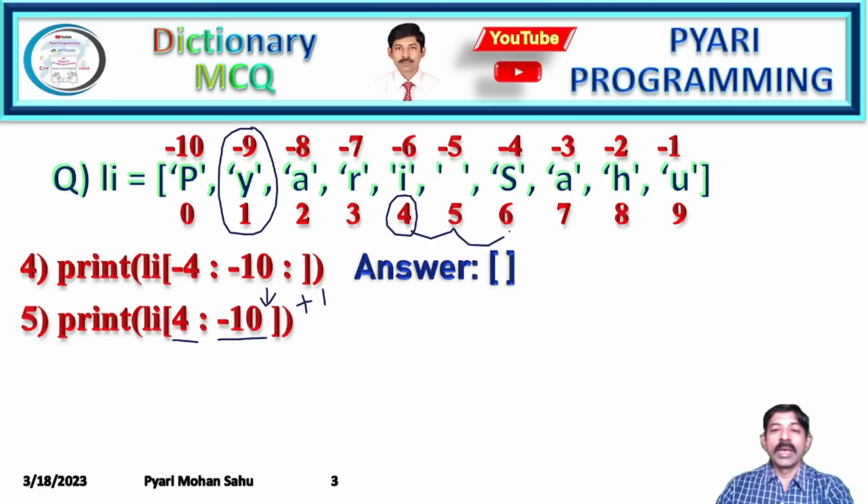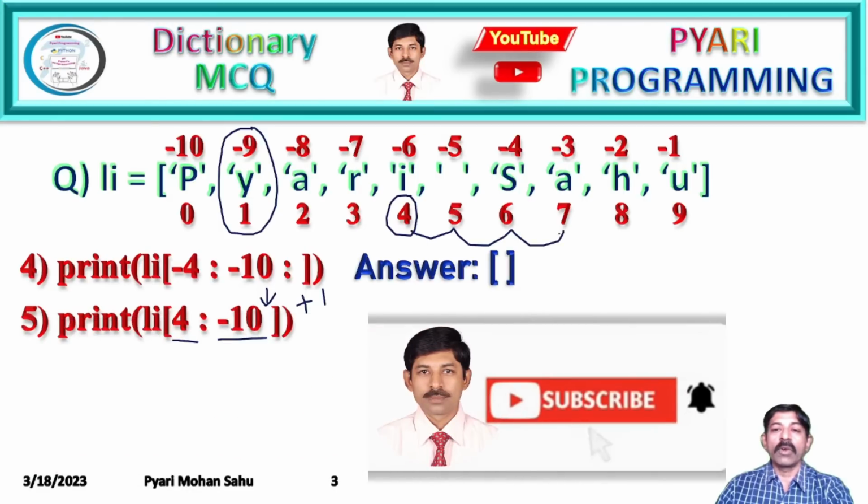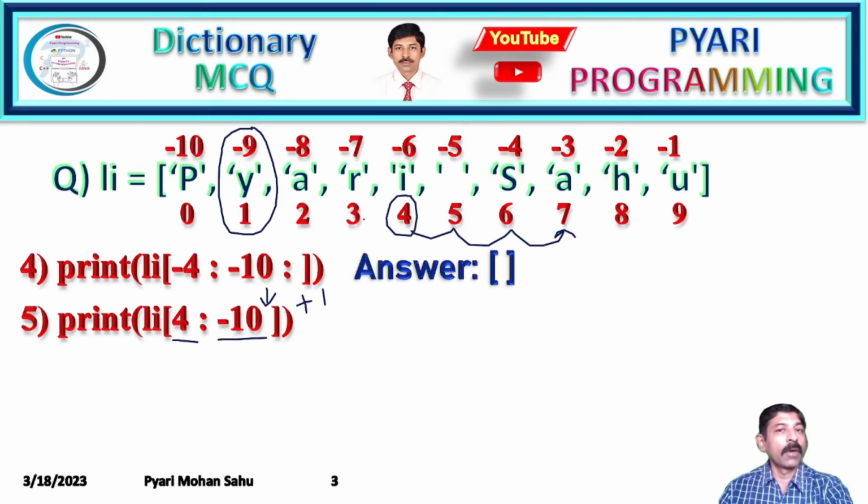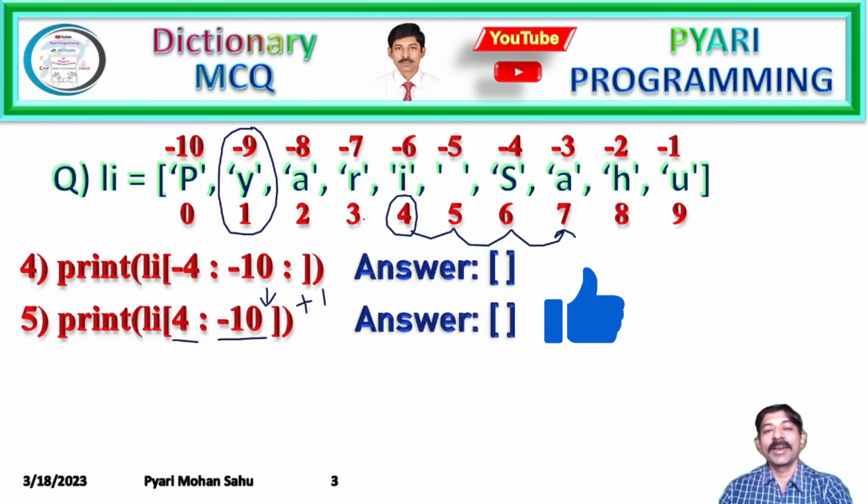5 plus 1 is 6. 6 plus 1 is 7. I am moving in the right direction, but the stopping condition is in the left direction. I am never going to reach it. So that's why the output is an empty square bracket.